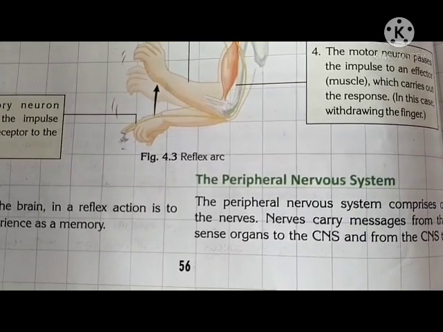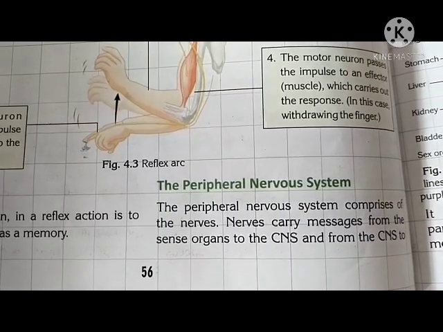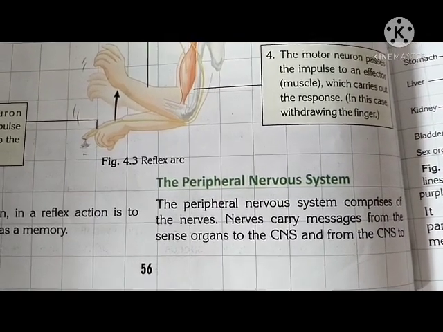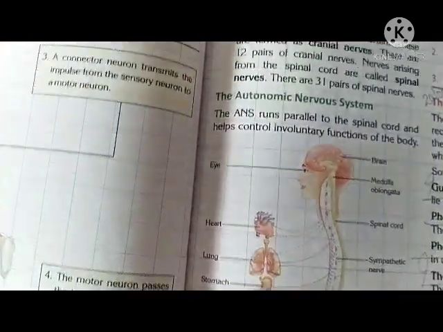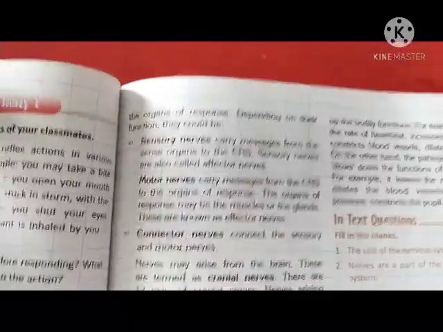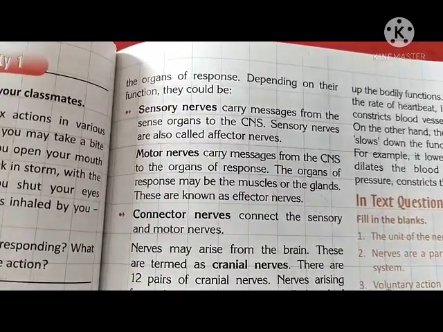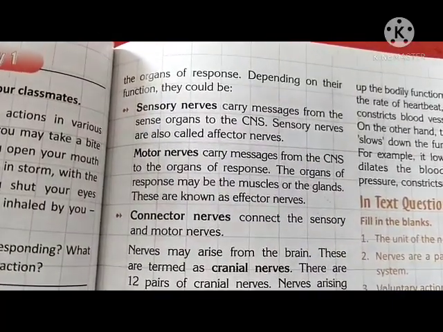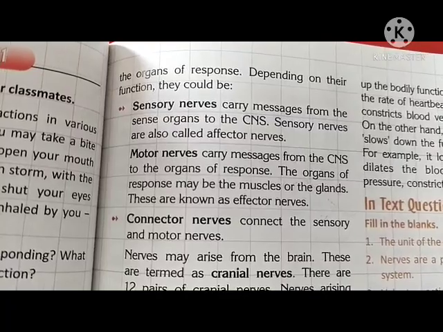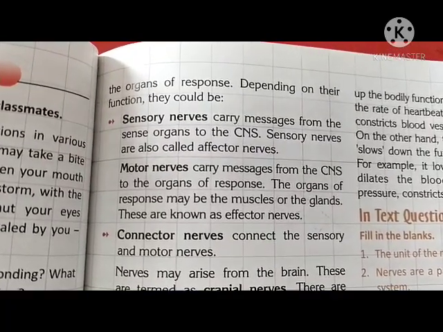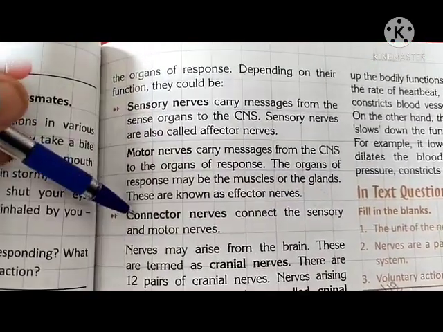The peripheral nervous system comprises the nerves. Nerves carry messages from the sense organ to the CNS and from the CNS to the organ of response, depending on the function they could be. As we know, the central nervous system contains the brain and spinal cord. So the rest of the nerves, which carry messages to the brain or spinal cord and to the sense organs, are collectively called the peripheral nervous system. They contain sensory nerves, motor nerves and connector nerves.